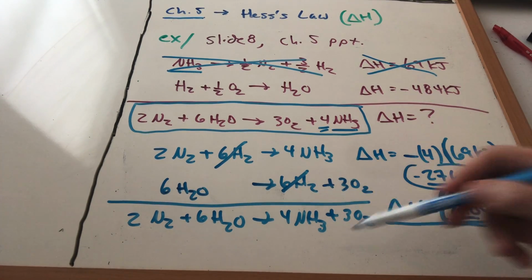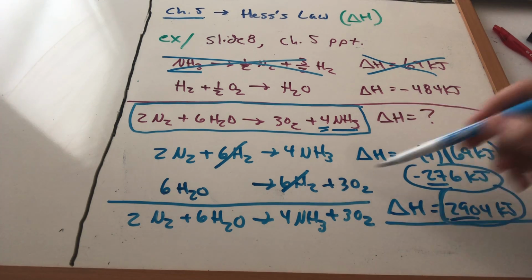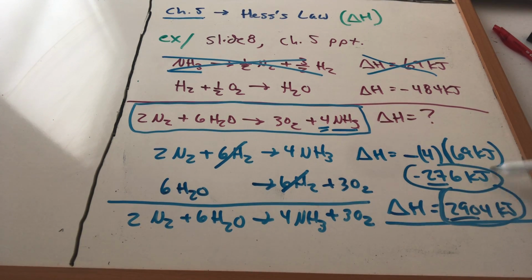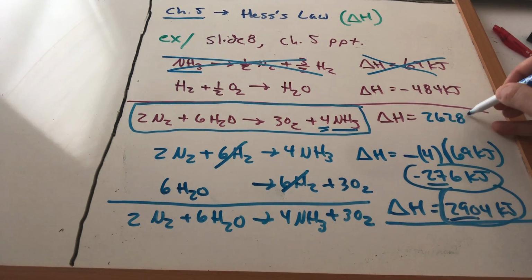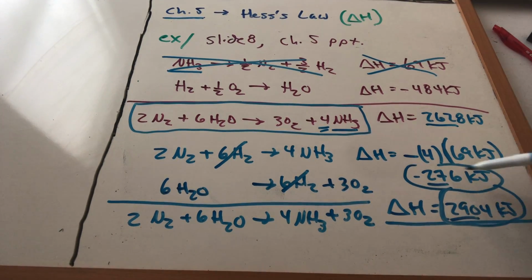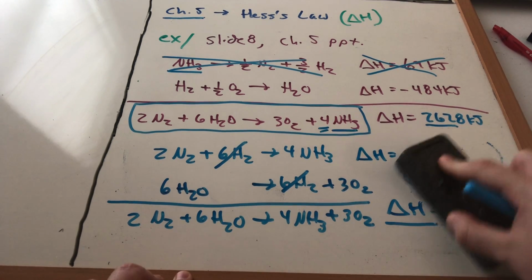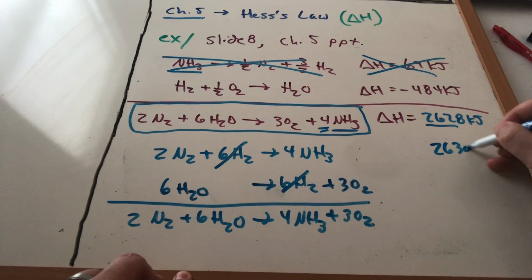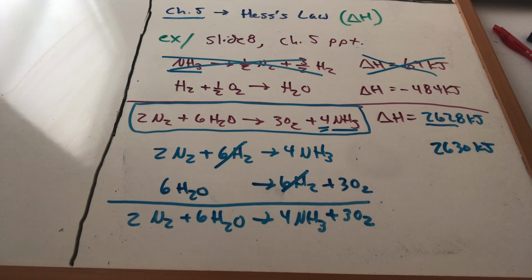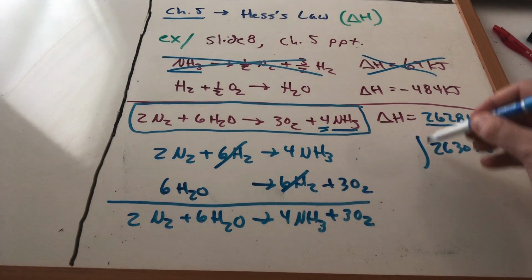So if I can add these individual reactions together, then my total delta H for my target reaction, or my overall reaction, is found by adding these. Paying attention to significant figures then, if I take 2904 and subtract 2976 through that addition step, what I get is 2628 kilojoules. But this number is good to the tens place and this number is good to the tens place, so my answer is only good to the tens place. And so my final answer then is 2630 kilojoules. We see that it's an overall endothermic process.